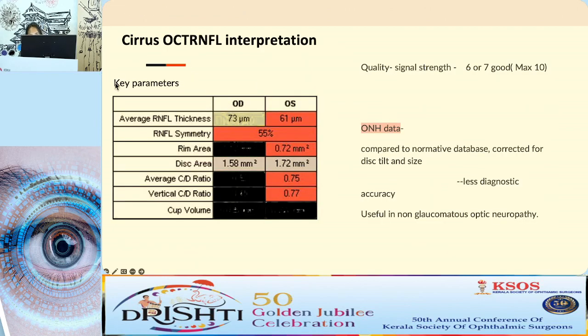So this is a Cirrus printout, and a quality or signal strength of more than 6 is good. The key parameters are displayed in a table, which gives the average RNFL thickness of both eyes, RNFL symmetry between both eyes, and optic nerve head data also.